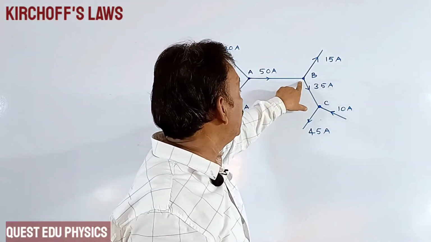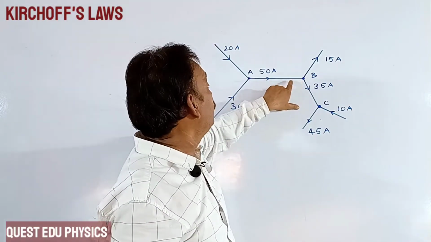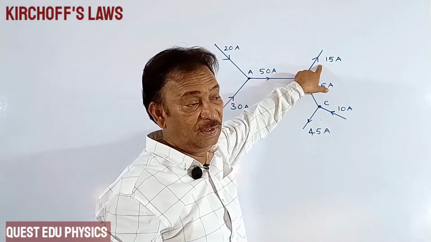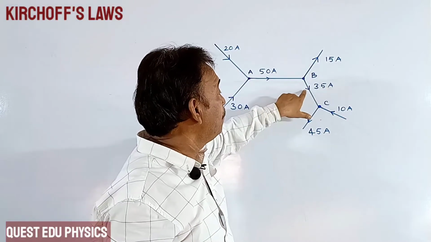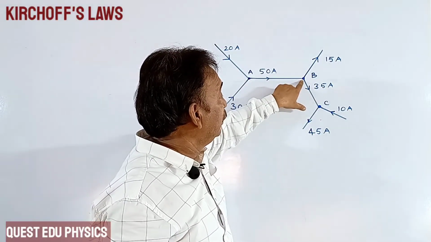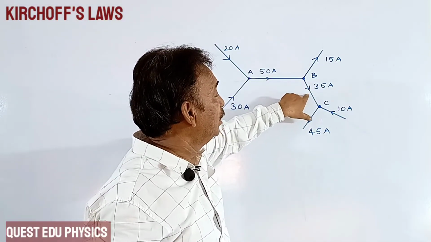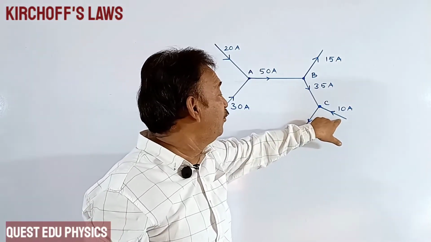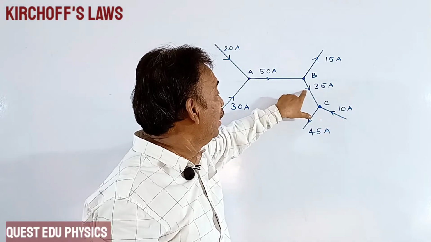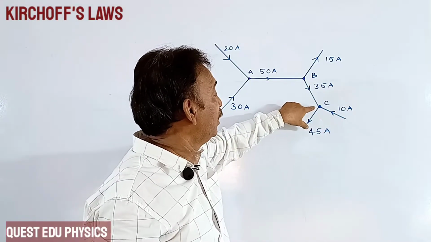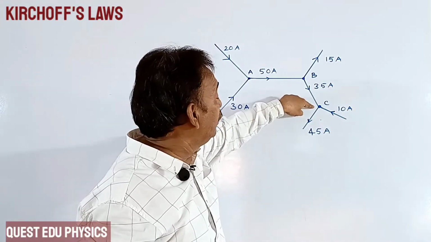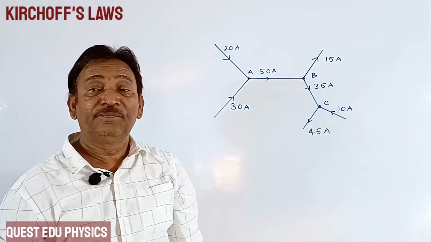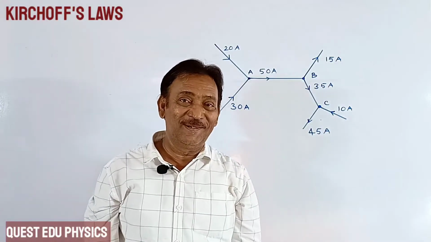Again, we are taking junction B. Here, 50 ampere of current is entering and 15 is leaving according to the problem. Then the current which is leaving from the junction is 35 ampere. Now it is junction C, where 10 ampere of current is entering and here the 35 is entering. And these two currents must leave the junction. That is 35 plus 10 is equal to 45. It is the solution of this problem, students.